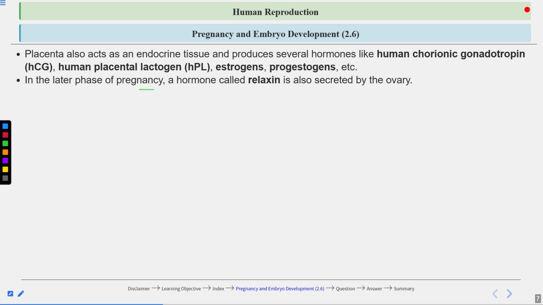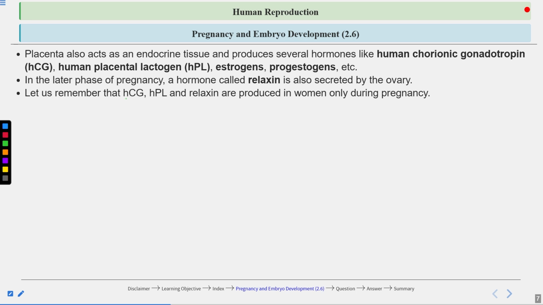In the later phase of pregnancy, a hormone called relaxin is also secreted by the ovary. Clear? We'll talk about the function of relaxin also. So relaxin is secreted by the ovary. Now let us remember that HCG, HPL and relaxin are produced in women only during pregnancy. Now a question can come from here: which hormones are produced by women only during pregnancy? These are the pregnancy hormones: HCG, HPL as well as relaxin.